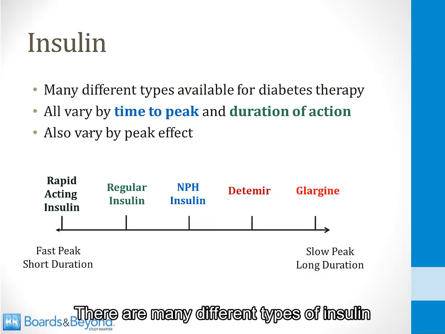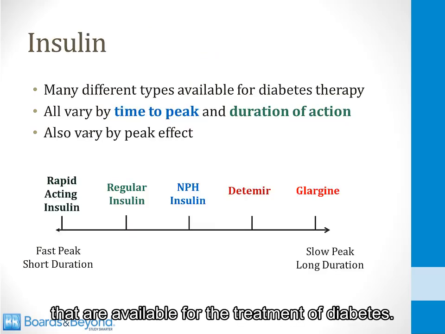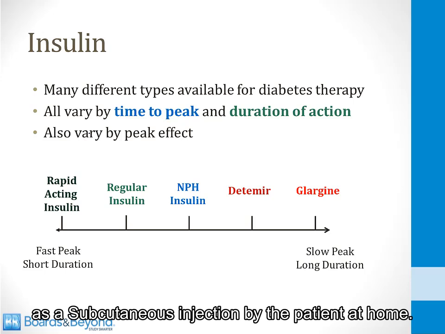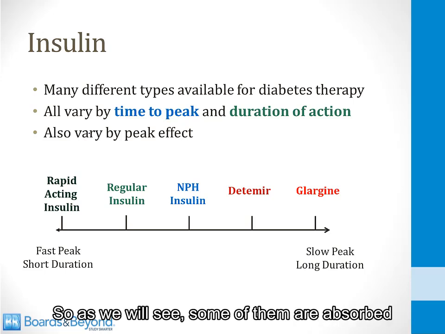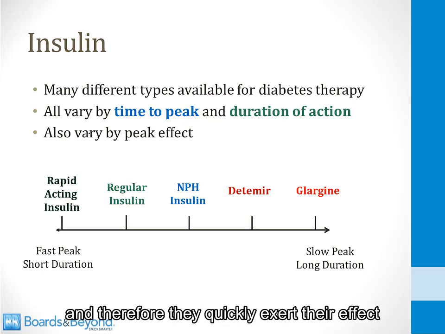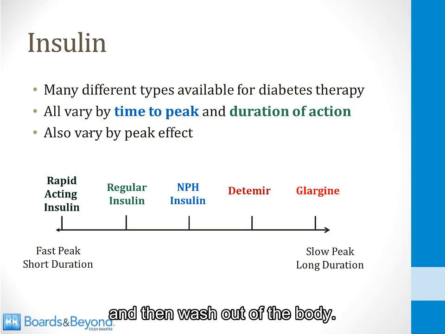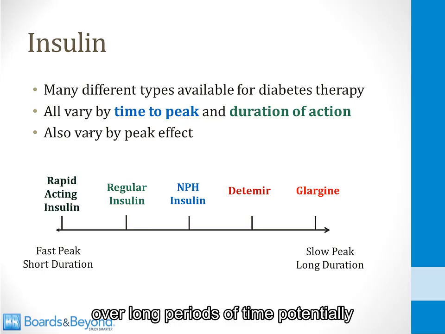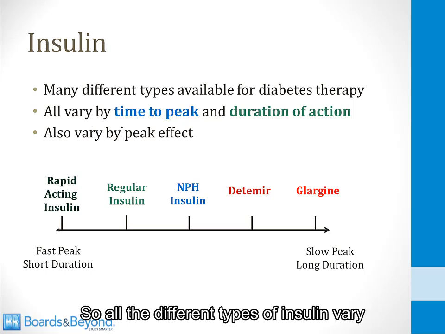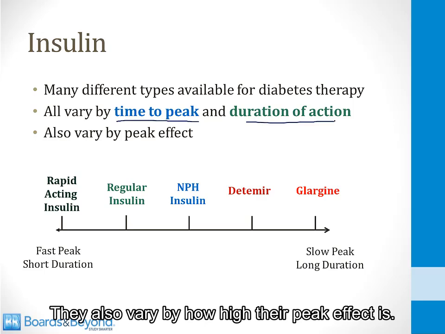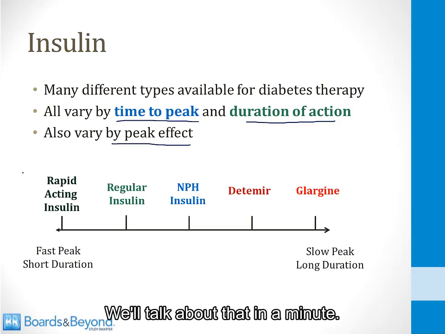There are many different types of insulin that are available for the treatment of diabetes. Almost all of them are administered as a subcutaneous injection by the patient at home. So as we will see, some of them are absorbed from the subcutaneous tissue very rapidly, and therefore they quickly exert their effect and then wash out of the body. Others are absorbed very slowly, and therefore they can exert their effects over long periods of time, potentially even over an entire day. So all the different types of insulin vary by their time to peak effect and their duration of action. They also vary by how high their peak effect is. We'll talk about that in a minute.